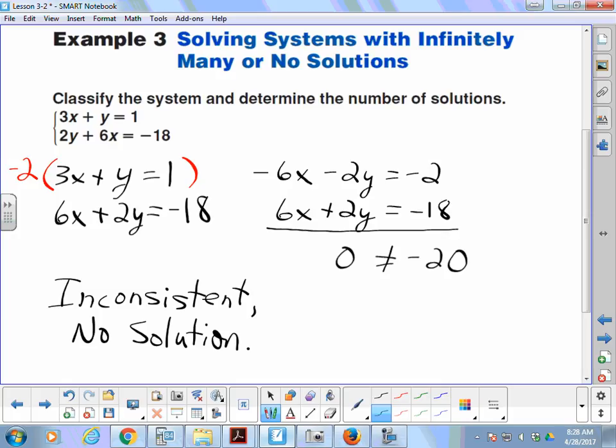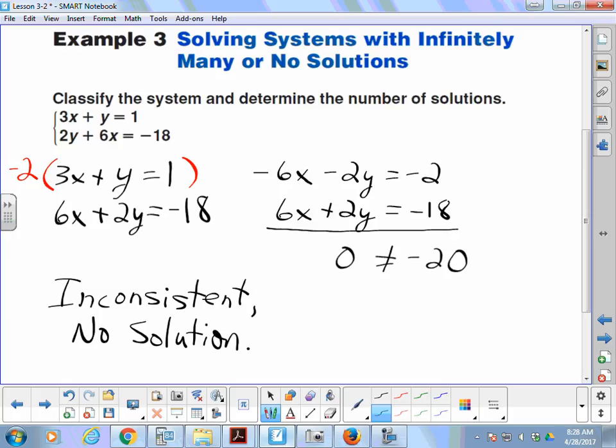So either we're going to get an answer like we did when we were doing substitution or elimination to start with, which is consistent and independent, or you're going to get this situation where the left side is not equal to the right side, so they're inconsistent, no solution. If you get 0 equals 0, then they are consistent and dependent, so it's infinitely many solutions.